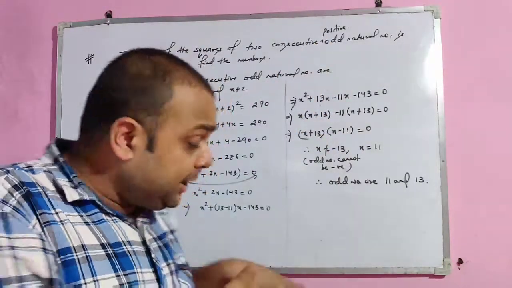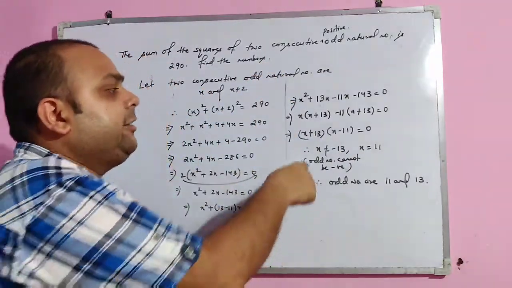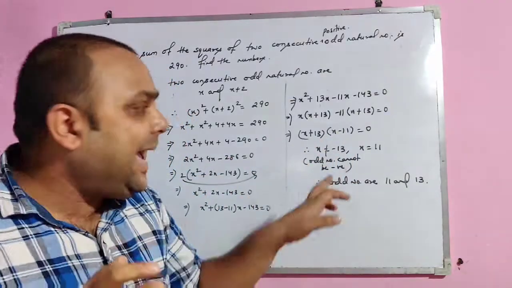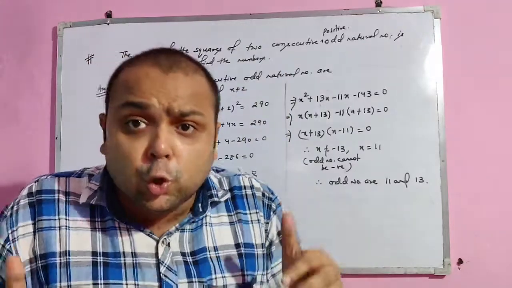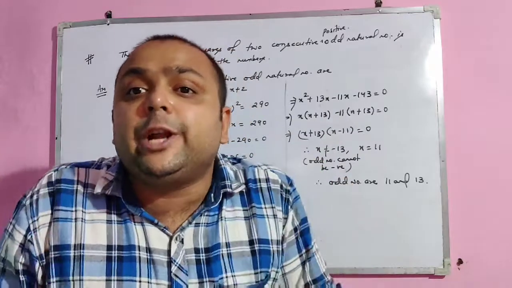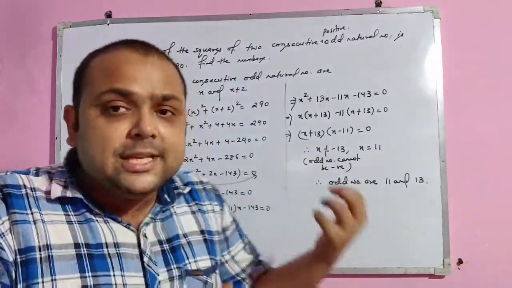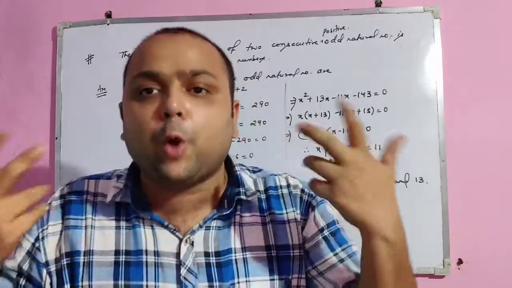So now after putting the values here, we factorize it, then we get the final answer x plus 13 and x minus 11. Equating to 0, x is minus 13, which is not a positive odd number. So the value is x equal to 11. So the two consecutive odd numbers are 11 and the next one is 13. In this way we can use the concept of factorization for doing word problems.